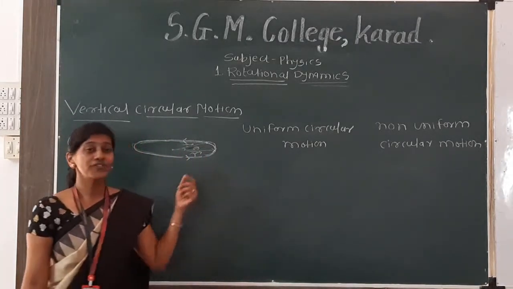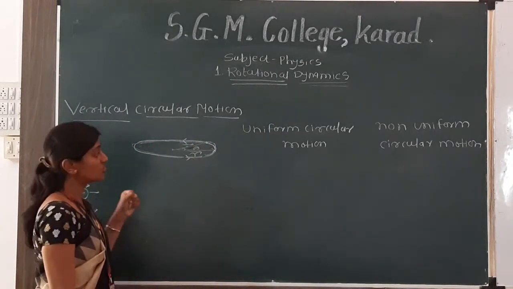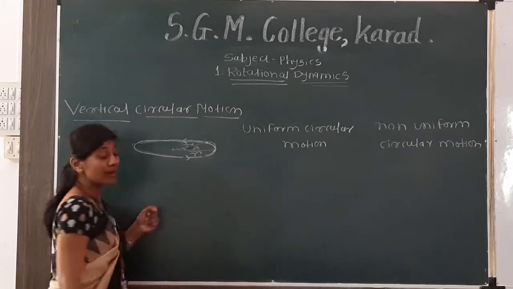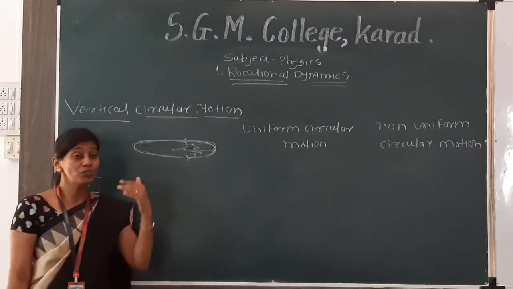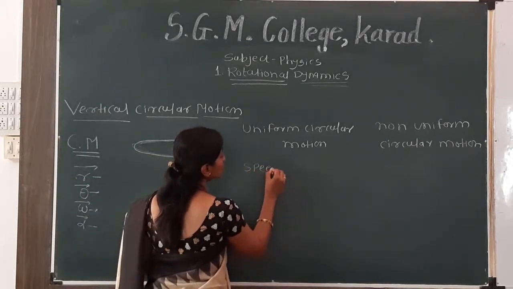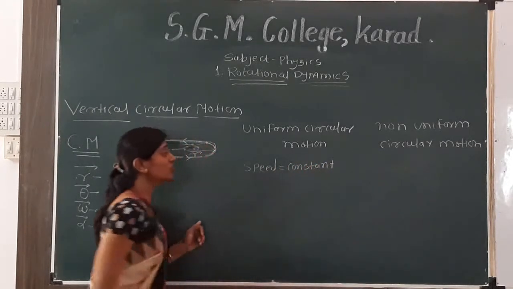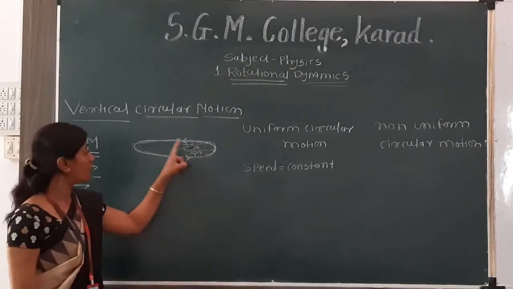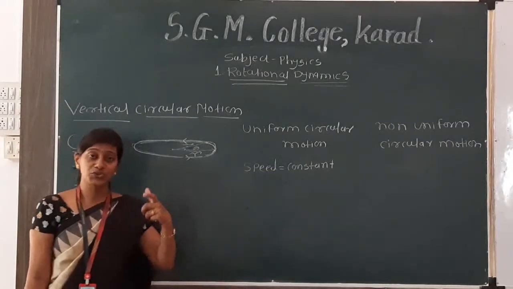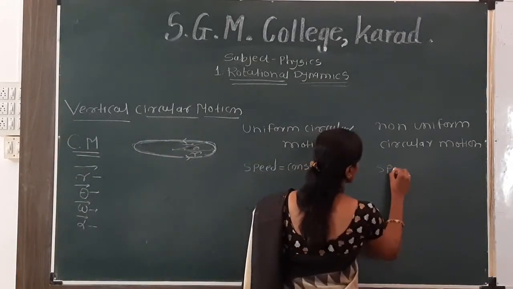The motion of a particle along the circumference of a circle with a constant speed is called uniform circular motion. A body which revolves along the circumference of a circle with constant speed, that motion is called uniform circular motion. That means in uniform circular motion, the speed remains constant. But in non-uniform circular motion, the motion of an object along the circumference of a circle is with variable speed. The speed of that particle is changing, so here speed is not constant.